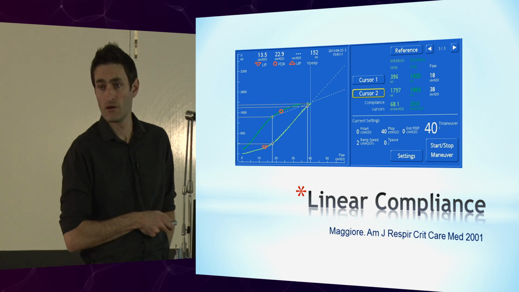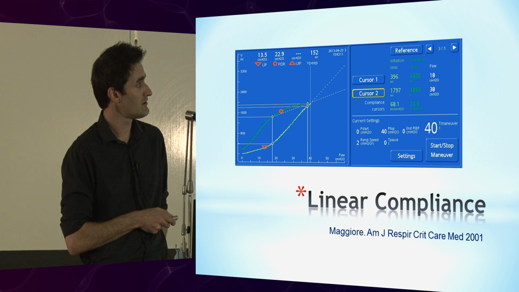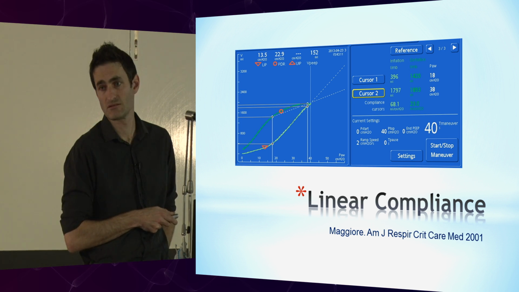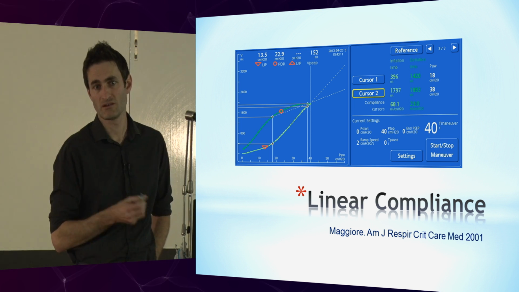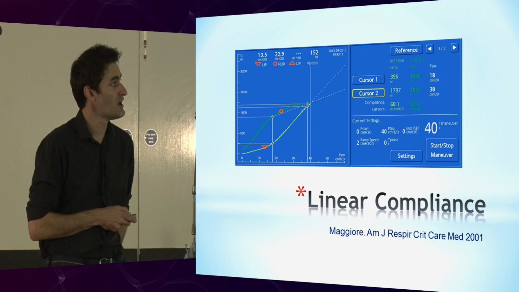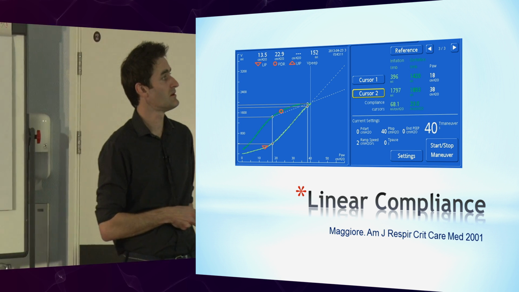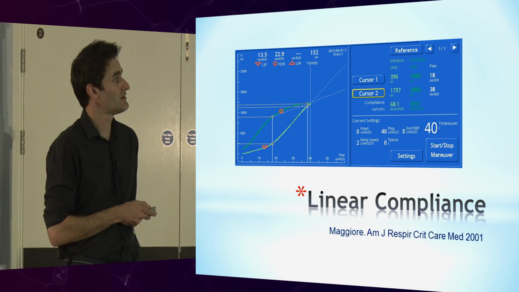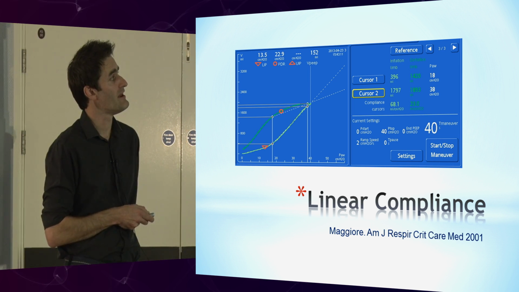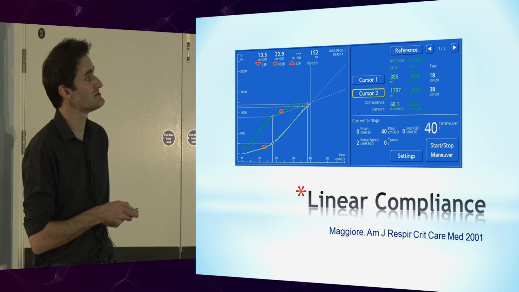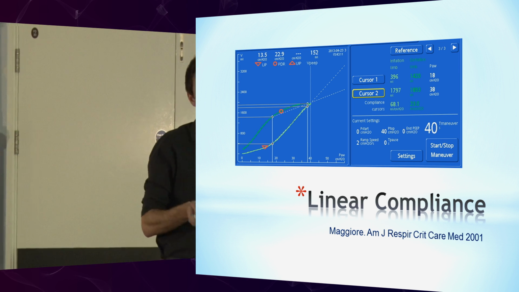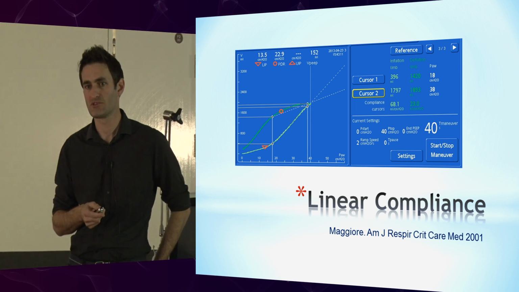Steeper gradient after the lower inflection point, the steeper this is, the more likely that patient is to be recruitable. So three things. Lower inflection point, is there one or not? Hysteresis, measure it, above 400 mils, and then this gradient, which you can measure using the cursor. We'll show you how to do that this afternoon. And those three things together give you an idea of whether this patient's recruitable.